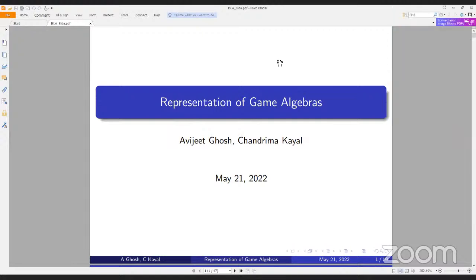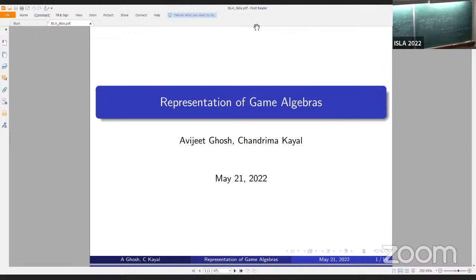Sorry, what's the source again? I can't see. It's an expository article by Marcus titled Stone Duality for Boolean Algebras. Okay, thank you. All right, thank you very much. Thanks to both Lavesh and Manan. Let's clap for them. Now, the last presentation of the day is by Avijit Ghosh and Chandrima Kayal on representations of game algebra.